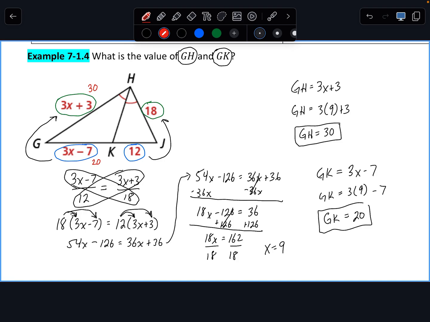And that's how we solve these problems. Set up proportions and solve. So we get proportions created by parallel lines that cut transversals into proportional pieces. And we also get proportions created by angle bisectors that cut a third side into proportional pieces.